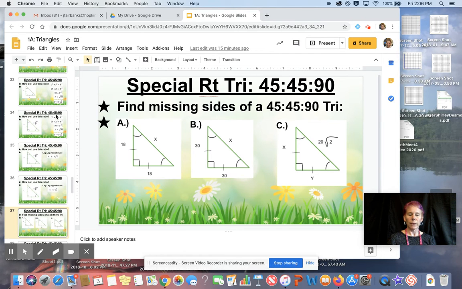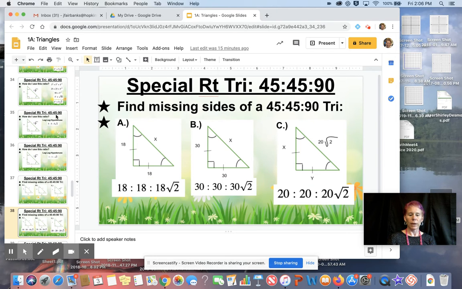Here we have 3 examples. In example A, the legs are 18. In example B, the legs are 30. In example C, the hypotenuse is 20 square roots of 2. Hopefully you can figure those out. In A, we have 18, 18, so the hypotenuse is 18 root 2. In B, we have 30, 30, so the hypotenuse is 30 root 2.